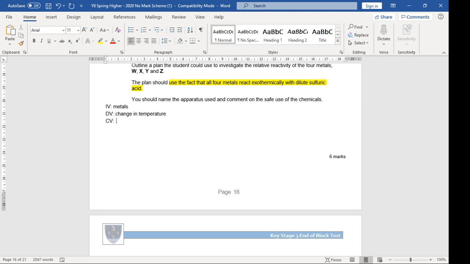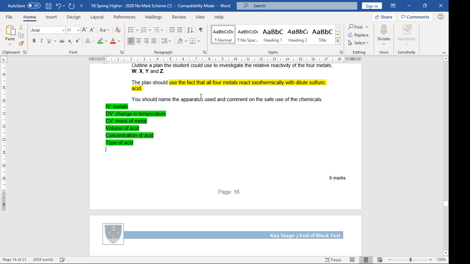And then also I want to think about control variables. So mass of metal, volume of acid, concentration of acid. And they would probably be the main ones. Maybe the starting temperature of the acid as well. Type of acid as well. And if you control those things, then the only thing that will be affecting the change of temperature is the metal that you're using. So you want to get all these 6 things here into your method.